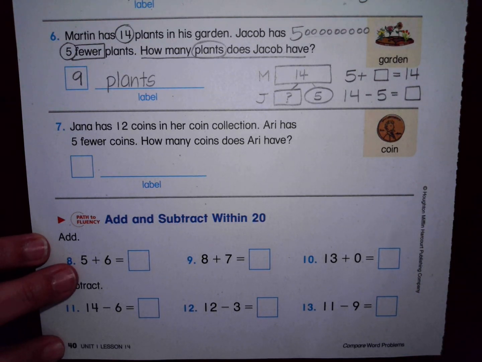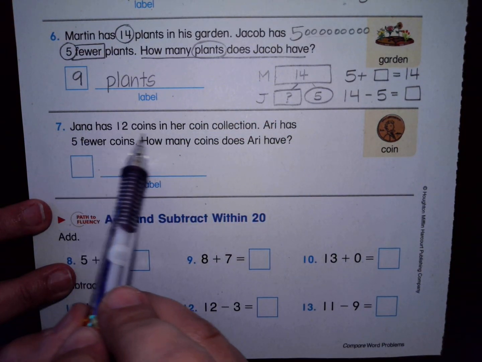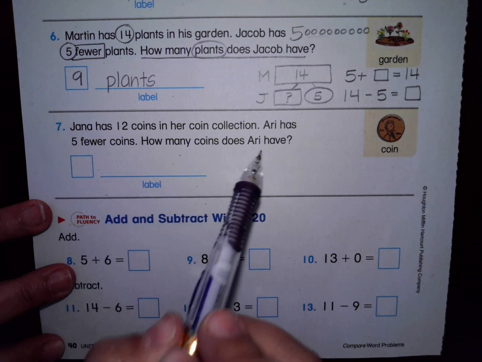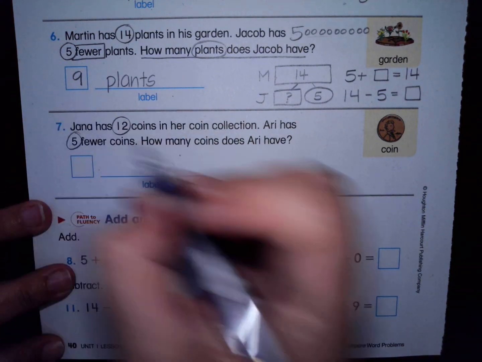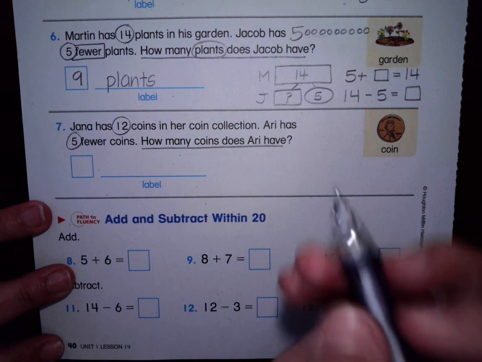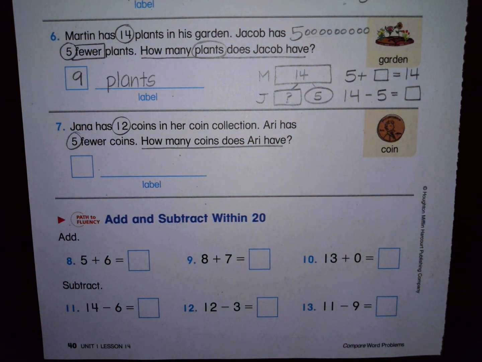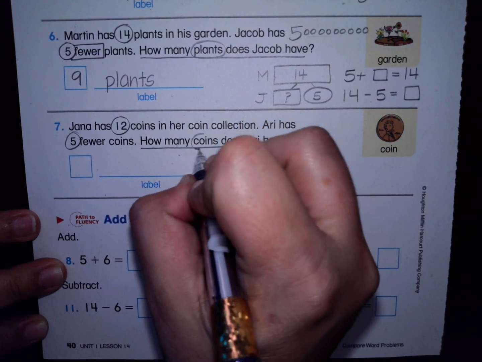All right, let's see how you did, friends. So the story problem reads, Jana has 12 coins in her collection. Ari has 5 fewer coins. How many coins does Ari have? So here I have 12 and I have 5. Here is my question. I know that the word right after how many is coins, so that's my label.